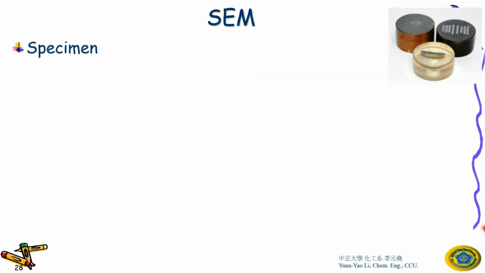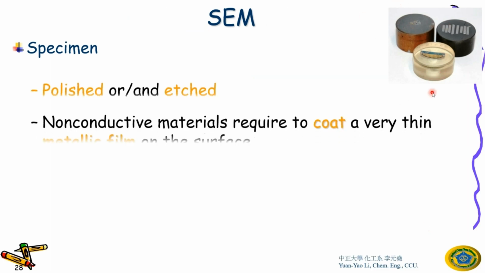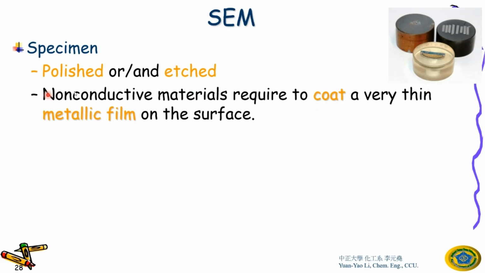How about the preparation of the specimen? This is the way to prepare the specimen. Again, you need to polish the surface, remove the defects, or do etching in order to see the specimen.